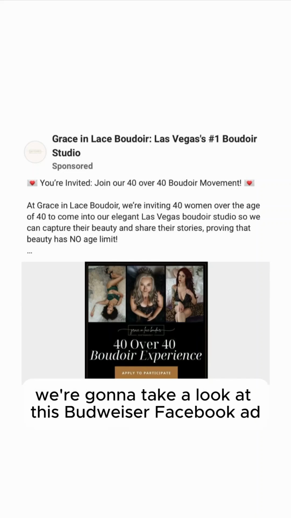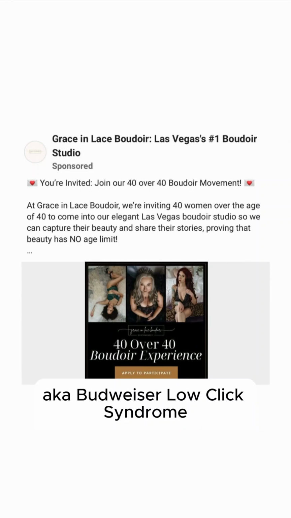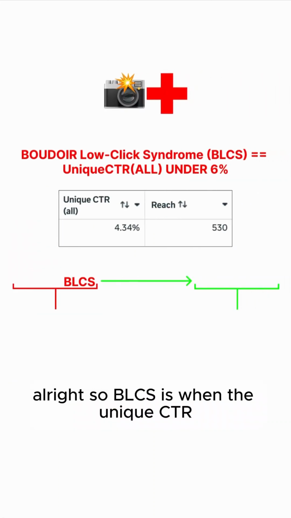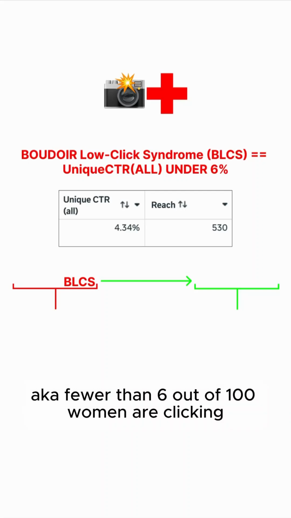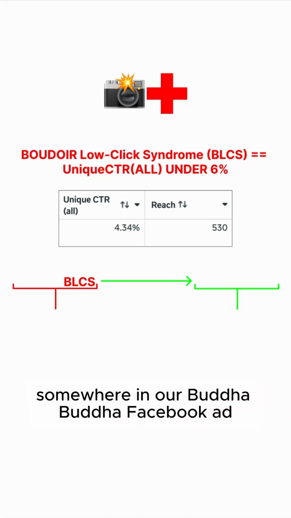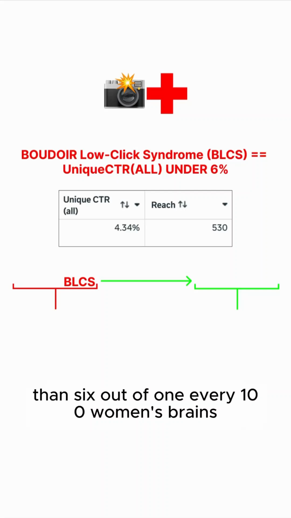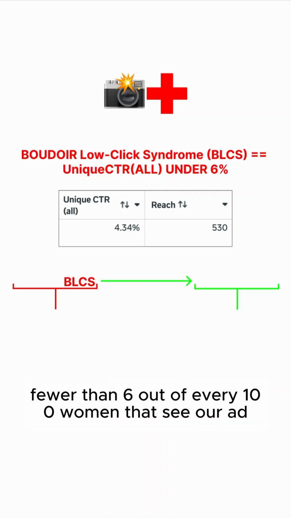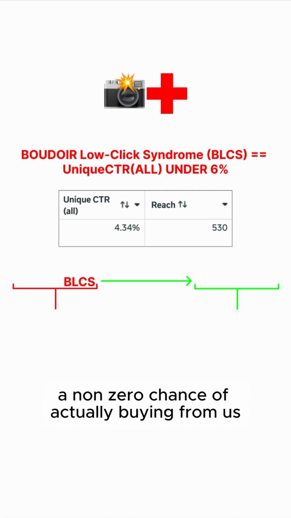All right, y'all, we're going to take a look at this Boudoir Facebook ad, diagnose it, see if we believe it has BLCS, aka Boudoir low click syndrome. BLCS is when the unique CTR of our Boudoir Facebook ad is under 6%, aka fewer than 6 out of 100 women are clicking somewhere on our Boudoir Facebook ad, which means our ad is entering fewer than 6 out of every 100 women's brains, which means fewer than 6 out of every 100 women that see our ad actually have a non-zero chance of actually buying from us.